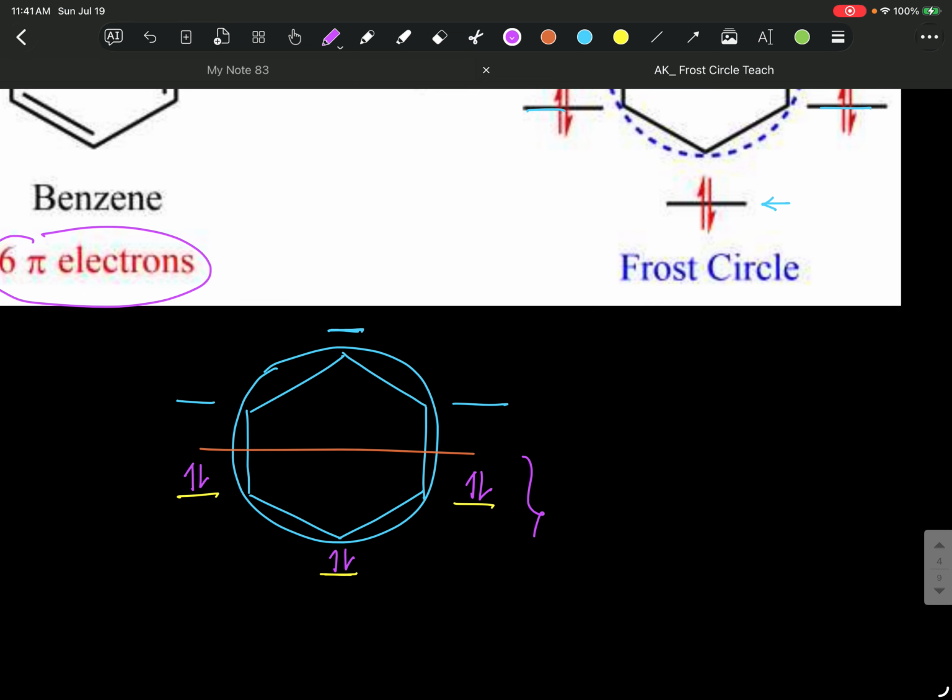So you can see that all the electrons in the bonding orbitals are paired. So that means the molecule is going to be very stable and it's going to be aromatic.